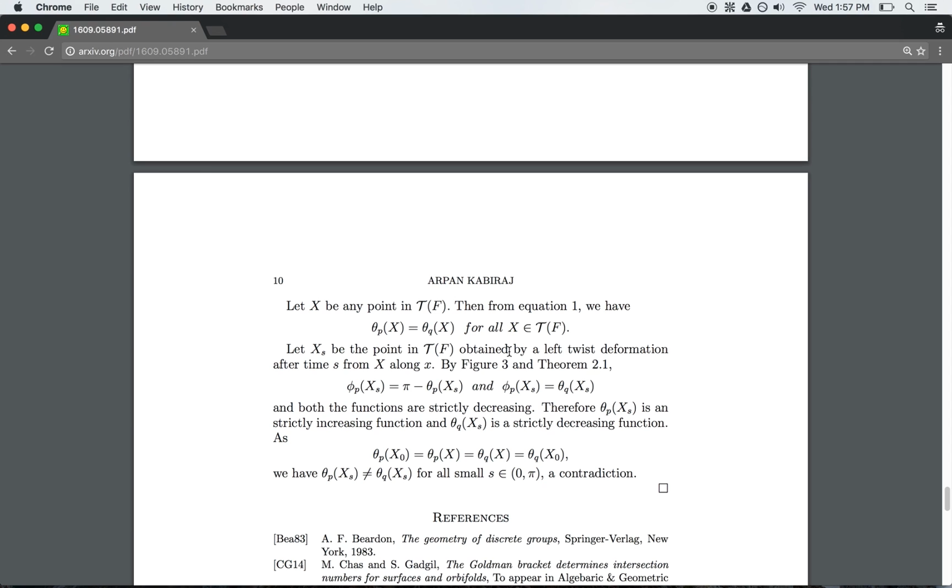We have capital phi sub P of capital X sub s does not equal capital phi sub Q of capital X sub s for all small s in 0 to pi, a contradiction.